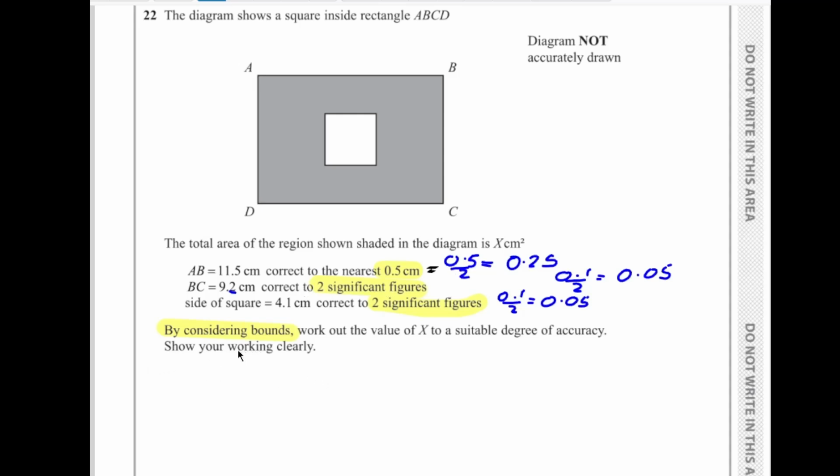By considering bounds, now we need to check how to get the upper and lower bound of x. x is the shaded region. So I'm getting the area of shaded region x. If I need to get x, first of all, I need to get the area of the rectangle.